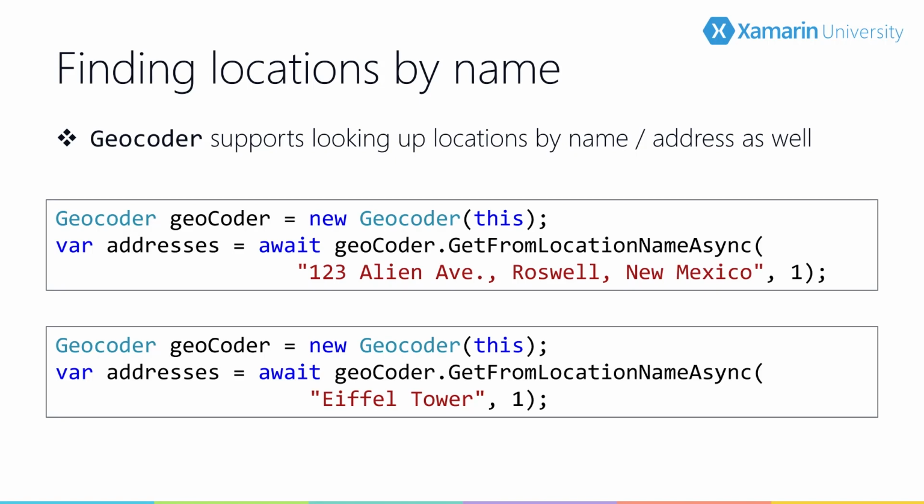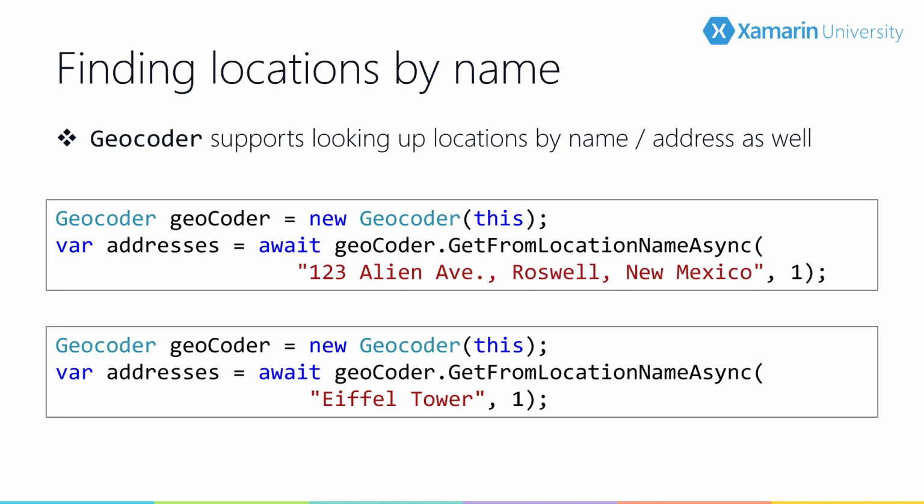We don't have to use coordinates. Geocoder also supports taking an address or location and getting back the full address object for it through the getFromLocationNameAsync method. Again, notice that this is a task-based method that's asynchronous because it's a web service call. This works exactly like getFromLocation in that it takes the name and an expected return count.